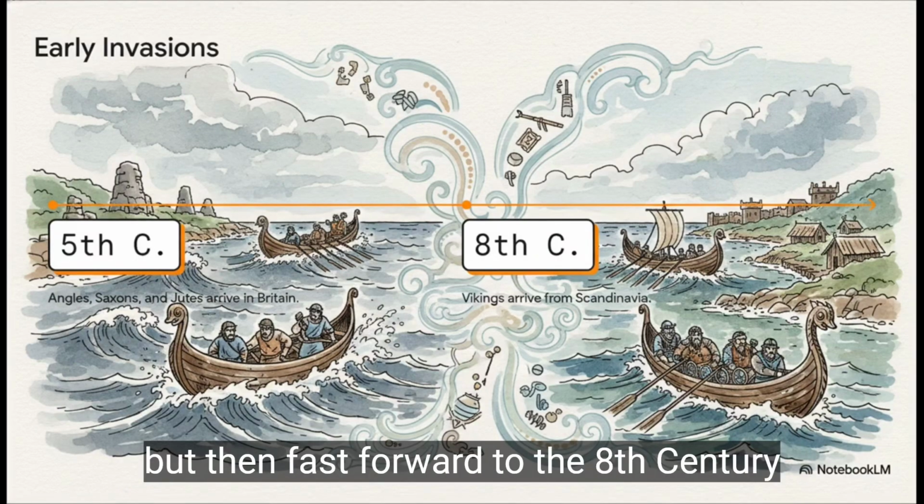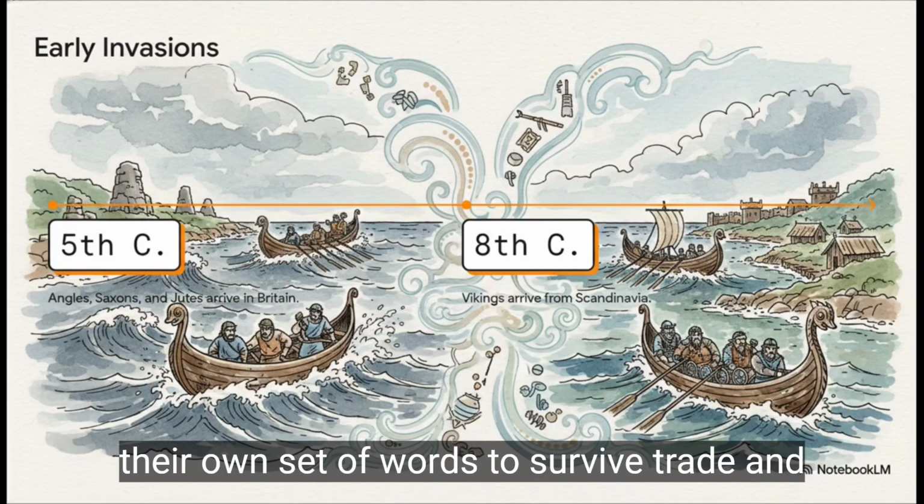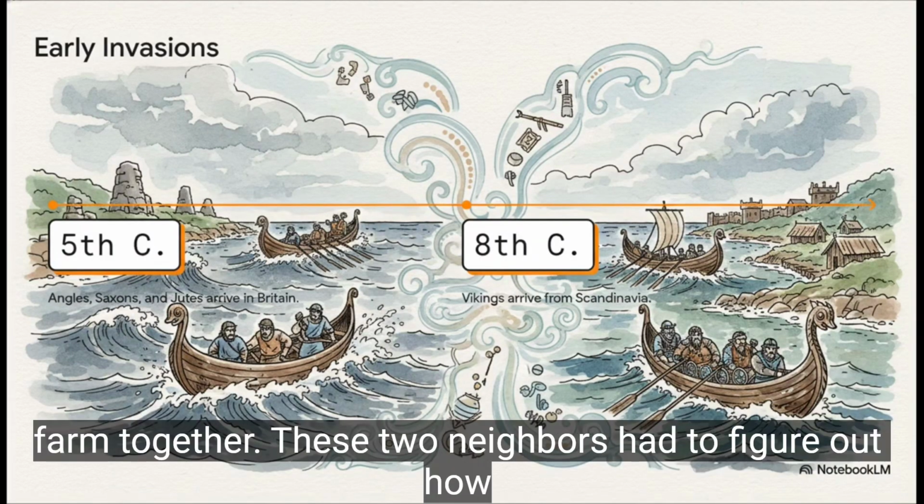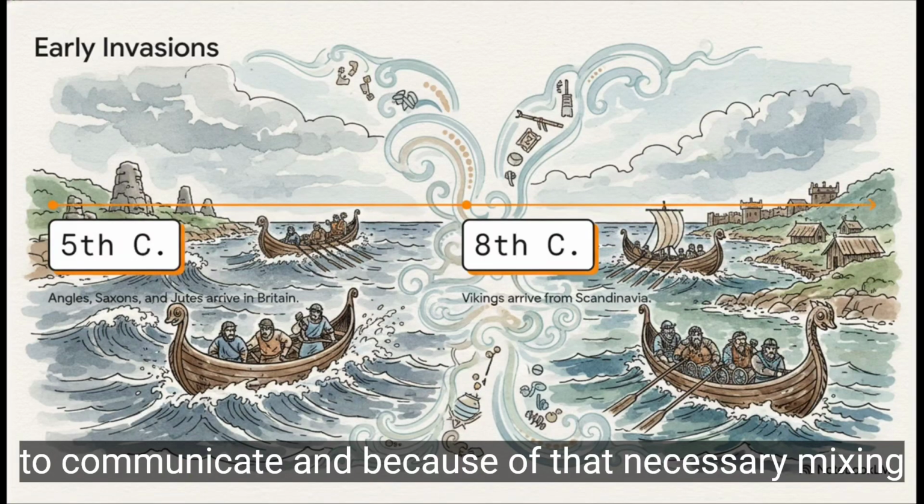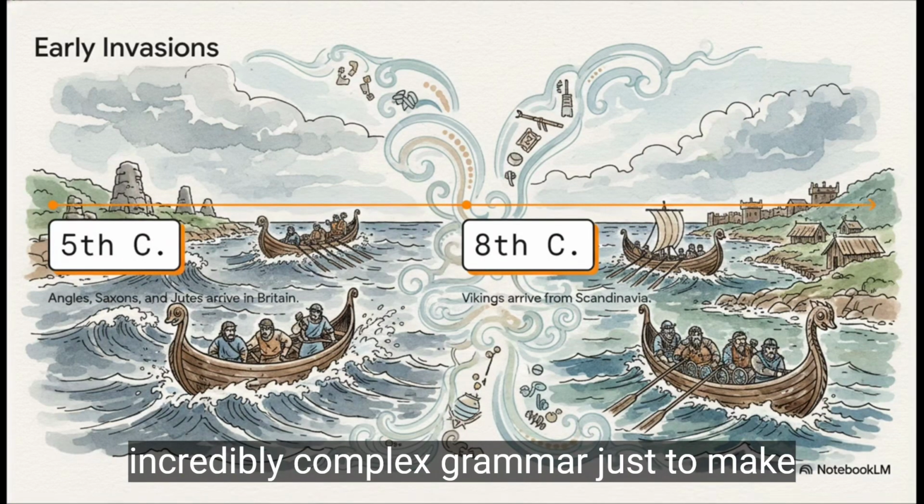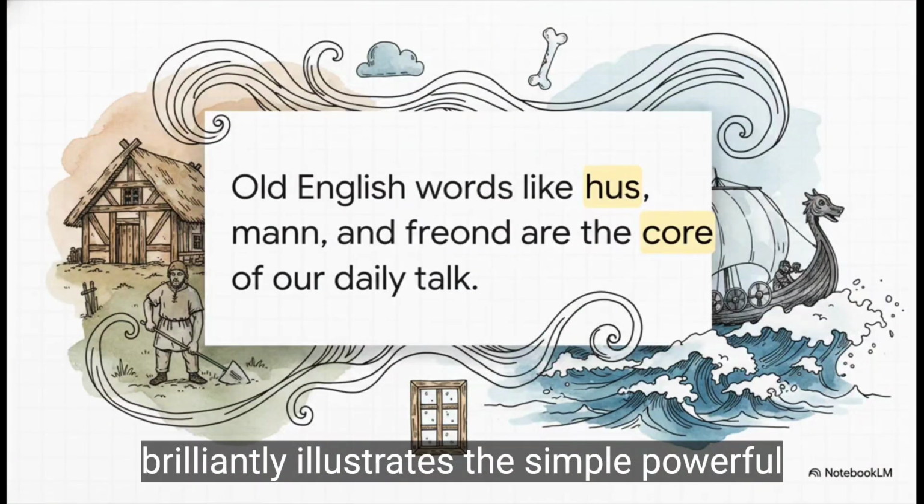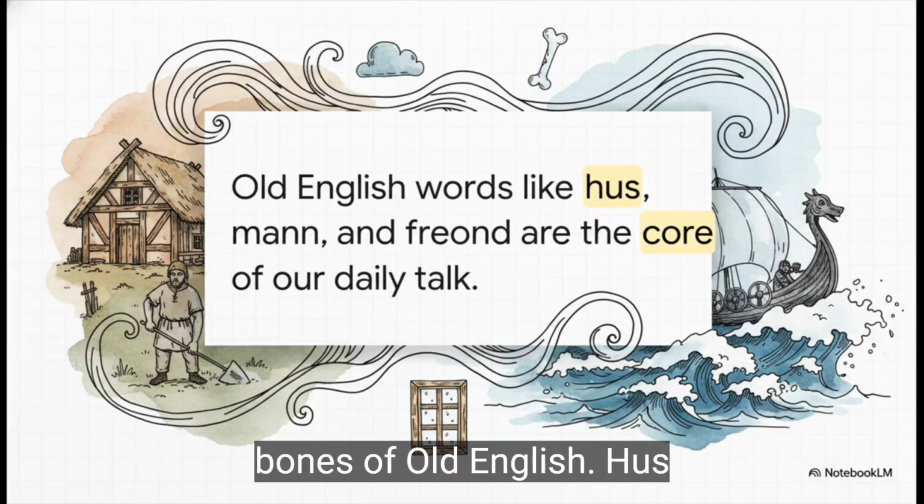But then, fast forward to the 8th century, Viking invaders show up from Scandinavia bringing their own set of words. To survive, trade, and farm together, these two neighbors had to figure out how to communicate. And because of that necessary mixing, English actually started losing some of its incredibly complex grammar just to make everyday survival possible.